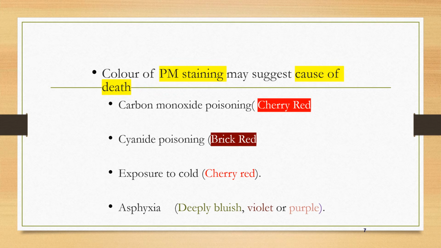You can also know the cause of death by looking at the color which is there in the postmortem staining. These are some of the examples. There are other examples too, but just to enumerate, carbon monoxide poisoning will show cherry red postmortem staining, and cyanide will show brick red discoloration. In case of exposure to cold, the body will show cherry red postmortem staining. In case of asphyxia, it will be deeply bluish, violet or purple in color.